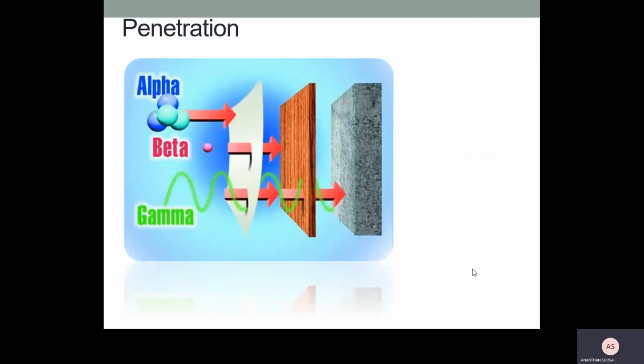Penetration, as I said, a piece of paper will do for alpha, beta needs a sheet, and gamma needs a block of lead or a 10-meter concrete wall.